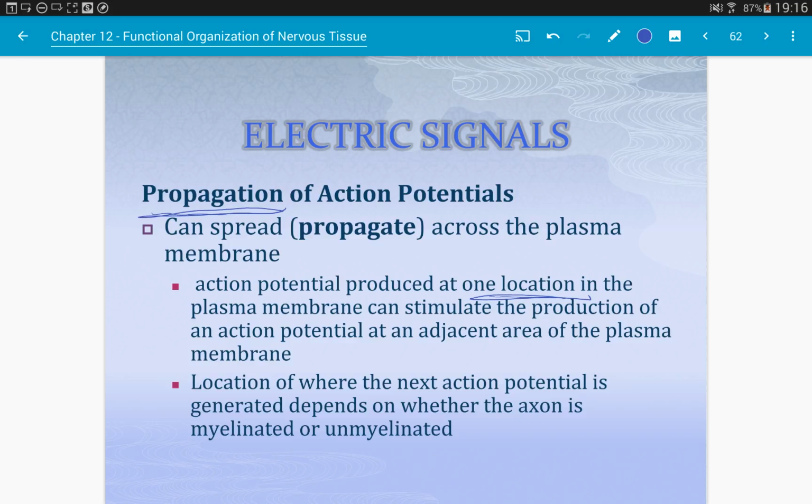And how that action potential spreads down an axon, notice here, depends on whether it is myelinated or unmyelinated. And we'll talk about both of those and how that signal is able to pass. Do you remember what myelination is? Or it's wrapped in what?